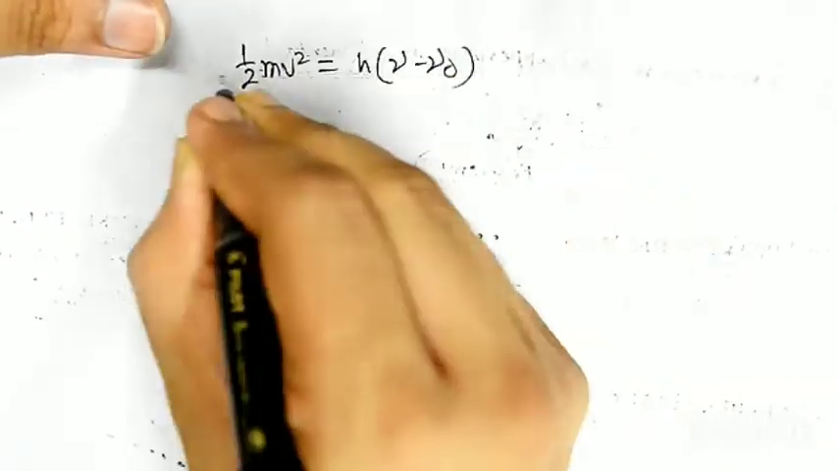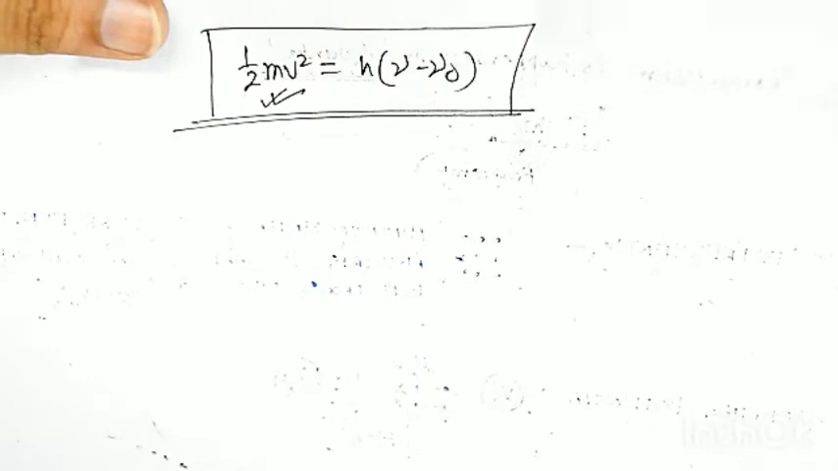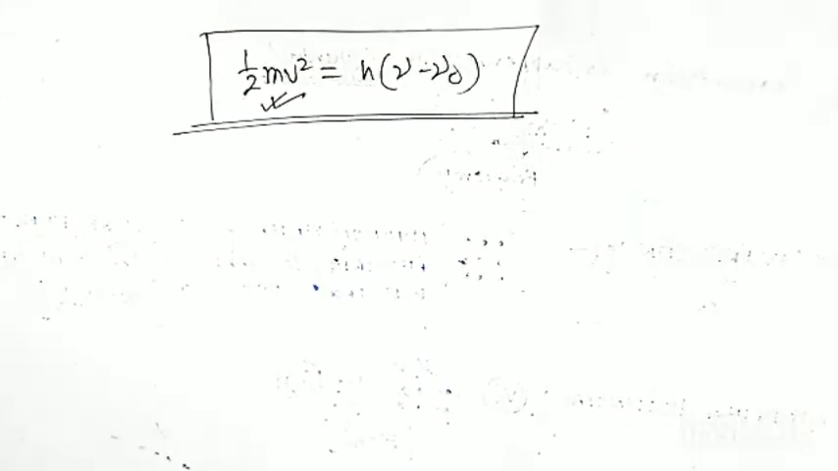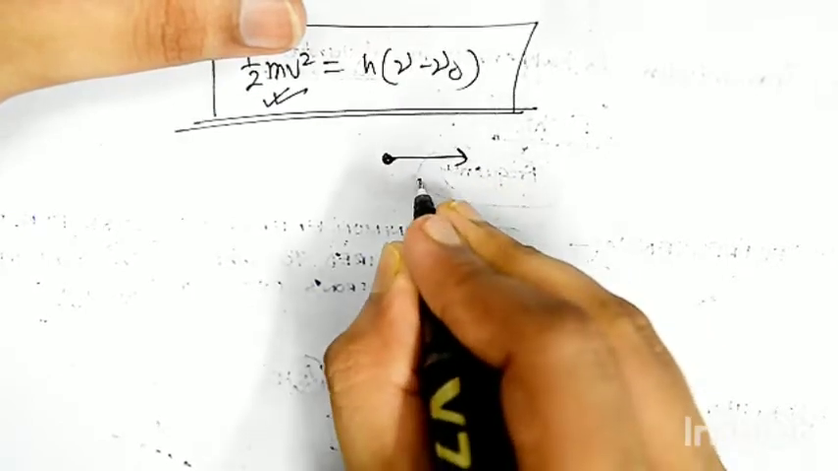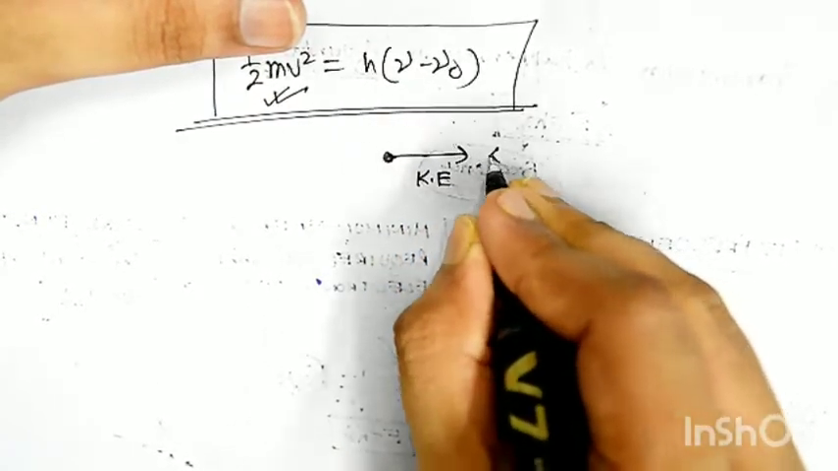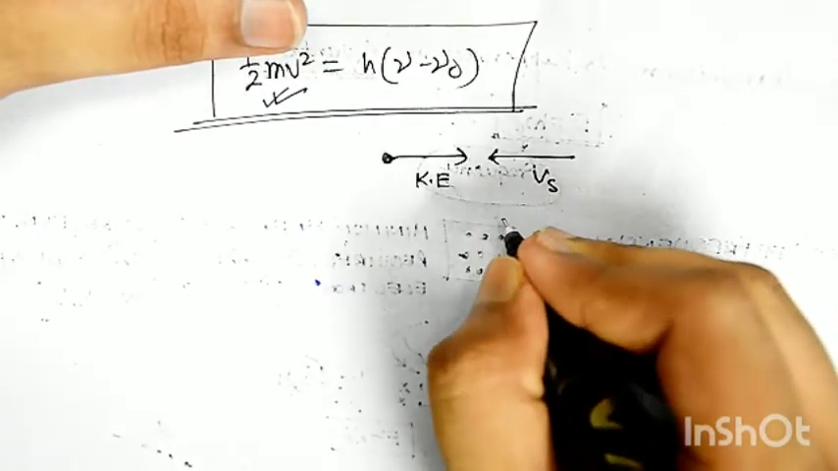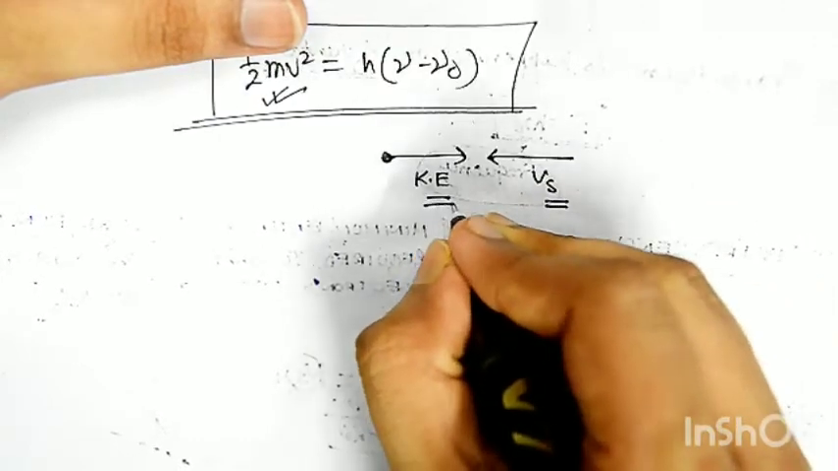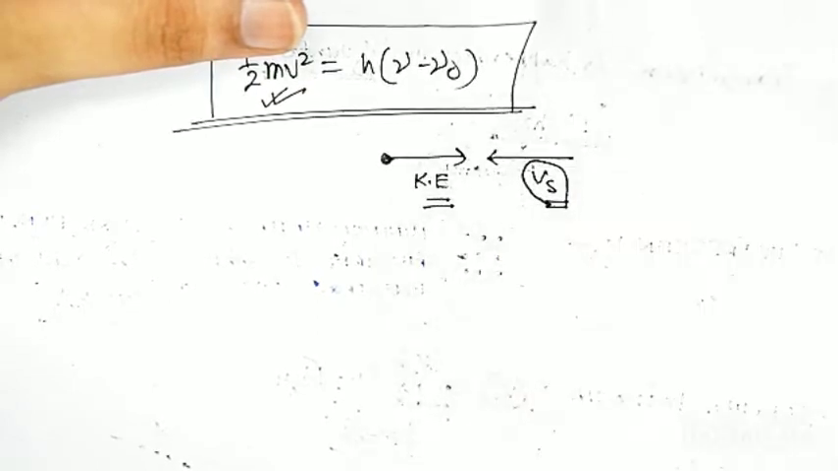We got in the energy equation that half mv square equals h into nu minus nu 0. Now how did we determine this kinetic energy? I hope you remember the kinetic energy was determined by how much potential can stop the particle. Means one electron is coming out with some kinetic energy. If I give an equal amount of repulsion force by the potential Vs, then the electrons get stopped, because this value and this value are equal, that is why they are stopping each other. So that is why this was called the stopping potential.